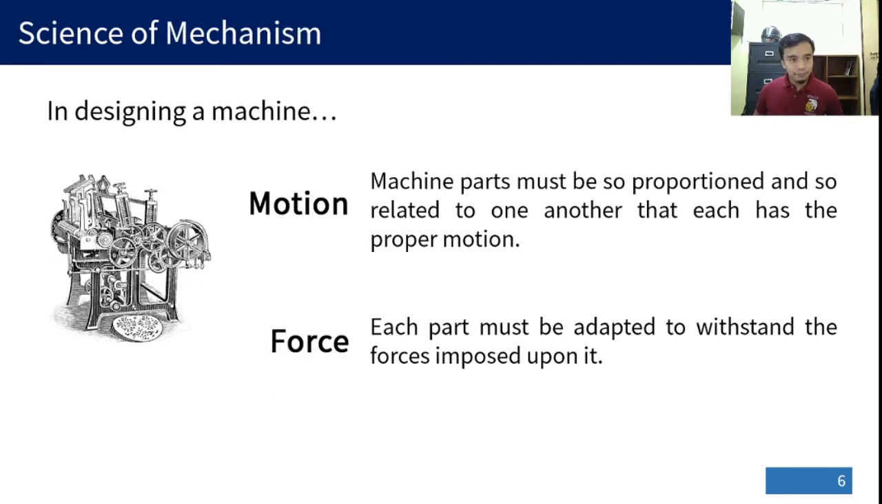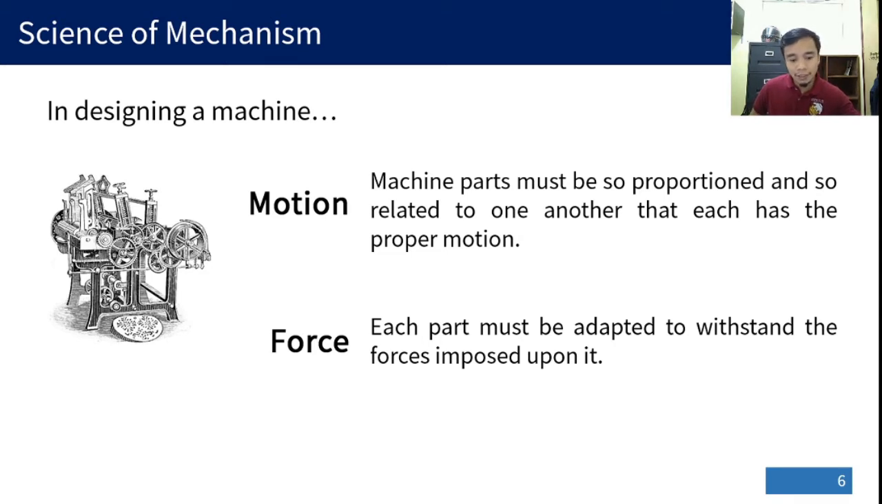Okay, so let's start with the science of mechanism. So in designing a machine, naa tay duha ka mga factors nga atong i-consider kung mo-design ta og machine. First is dapat ang machine parts, the parts of the machine must be so proportioned and so related to one another para naa tay mahimo nga proper motion. So ang first category is all about motion.